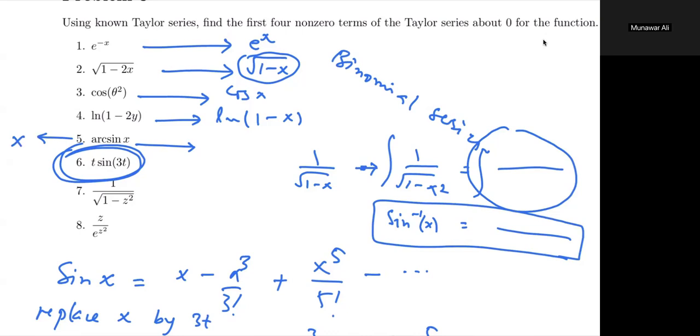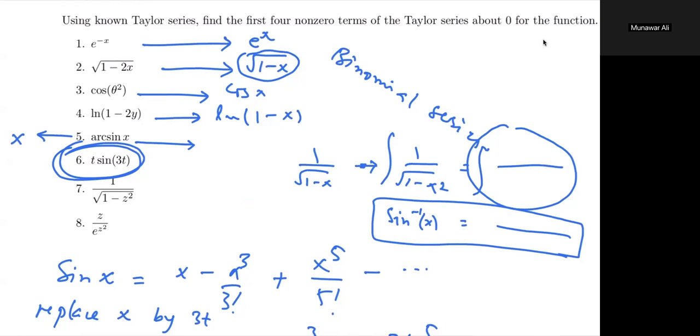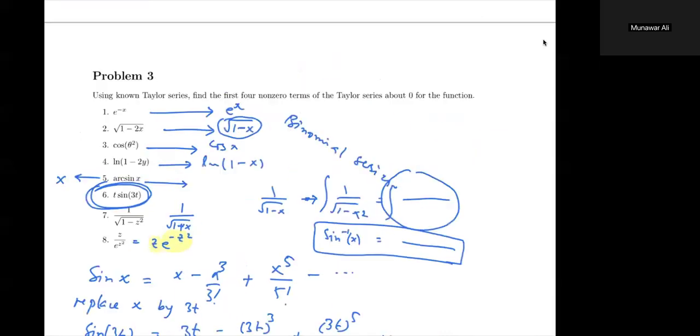And yeah, for 7.1 you start with maybe 1 over 1 plus x and use the binomial series, and then replace x by negative z square. And for this one, I would suggest writing it in this form: z e to the negative z square. This problem is very simple. You start with e to the x and replace x by negative z square and then multiply by z. That's it. Very simple.